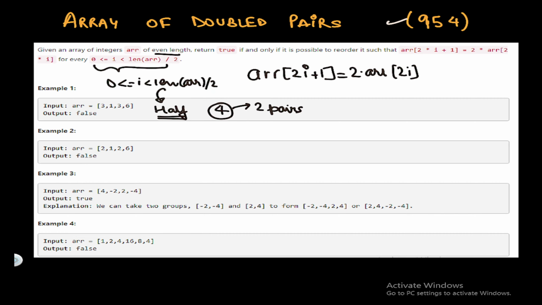But let me just make you aware that in this question we do not have to make pairs. We do not have to reorder. We just have to check. We do not have to reorder.